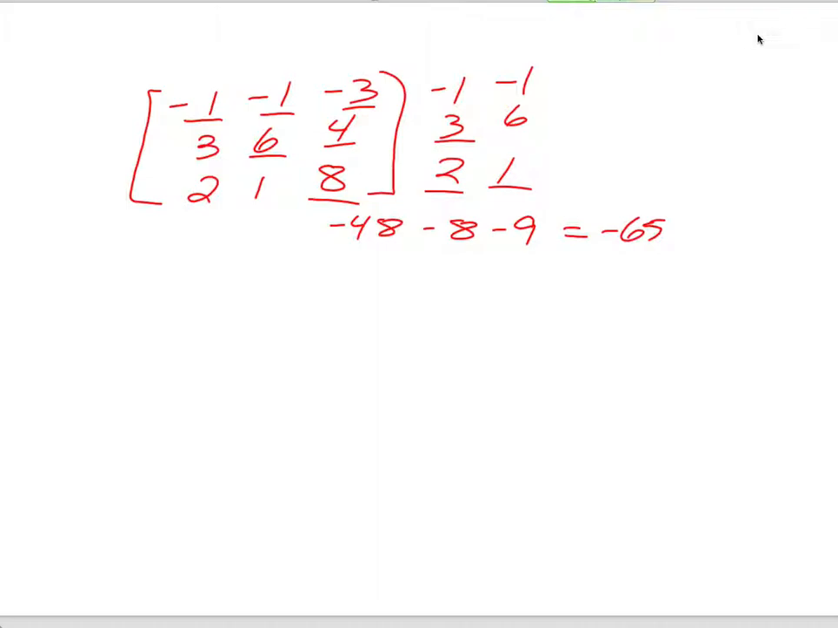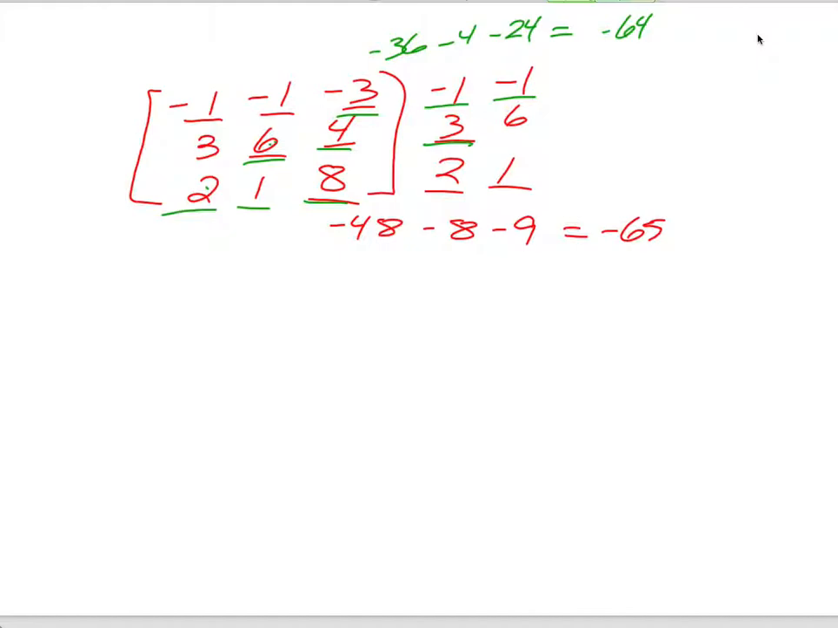Okay, then we have to go to the bottom left and multiply up. So 2 times 6 is 12, 12 times -3 is -36. I move over. 1 times 4 is 4, times -1 is -4. And then 8, 3, and -1 is -24. -36 and -4 is -40. With -24 that's -64. So we end up with -64 on the top.